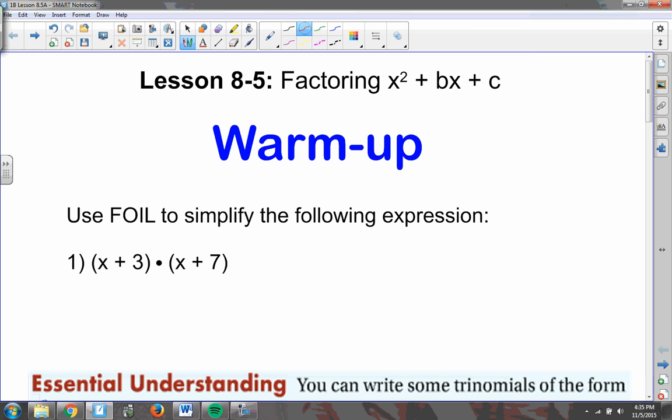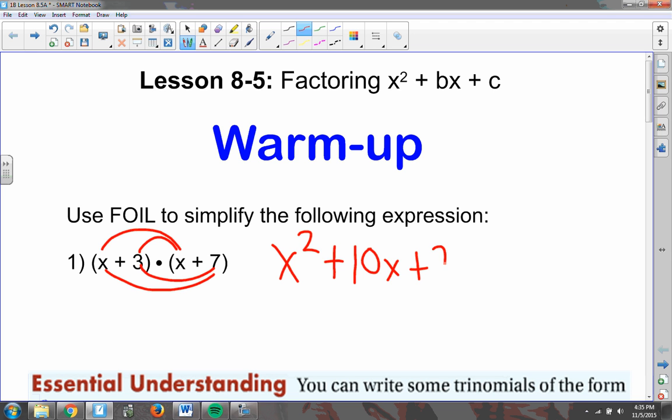I will start with the first term in each, that's x and x, that's x squared. Outside, x and 7, inside x and 3, gives me a total of 10x. And my last is 3 and 7, which gives me a plus 21. So there is what I get when I FOIL those two binomials together.